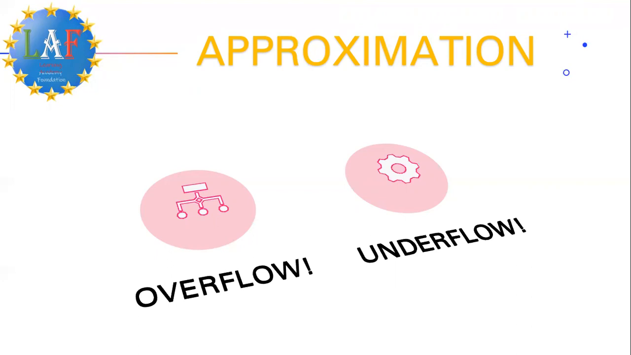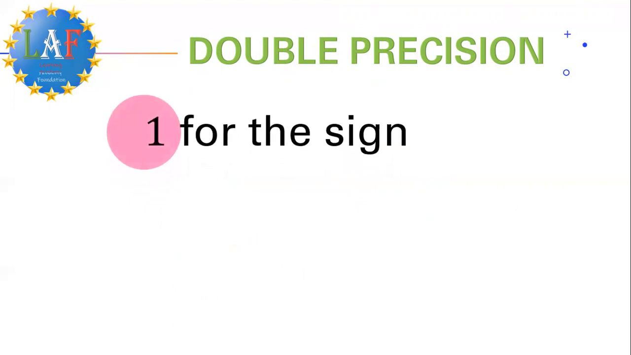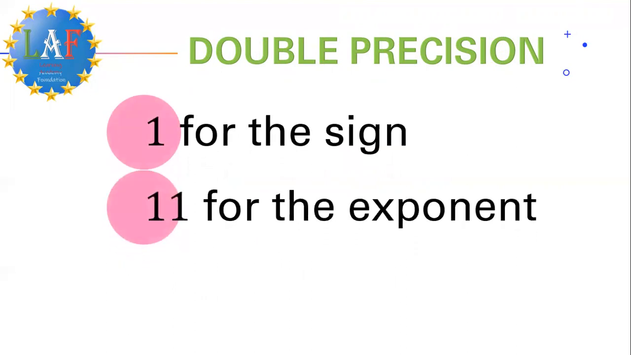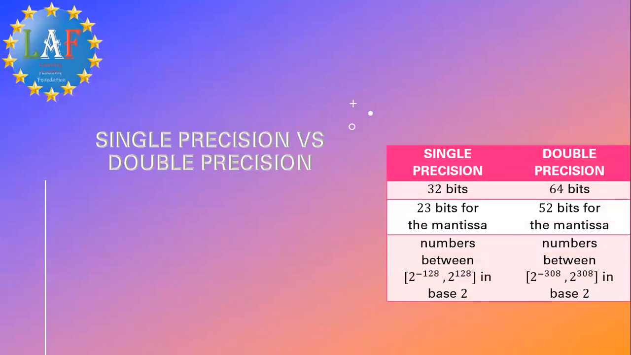What is the solution for this? We use multiple bits to represent the number. Double precision, I use 64 bits to store each number, of which 1 for the sign, 11 for the exponent, and 52 for the mantissa. So what is the difference between single precision and double precision? Single precision uses 32 bits, double precision uses 64 bits. Of these 32 bits in single precision, 23 are used for the mantissa, while in the double precision 52 bits of 64 are used for the mantissa.